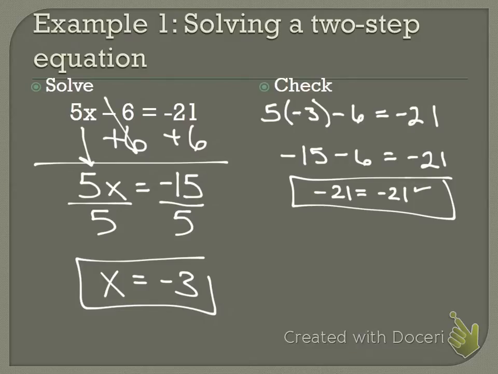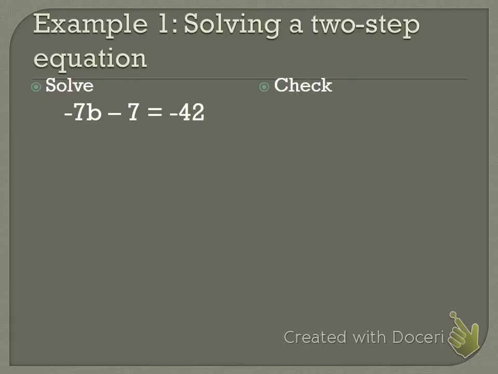So now let's solve another one. Negative 7b minus 7 equals negative 42. I'm going to give y'all some time to start working it out, and then we'll fill in the blanks. What's the first step? Positive 7 changes the negative 7. Add 7 to both sides.